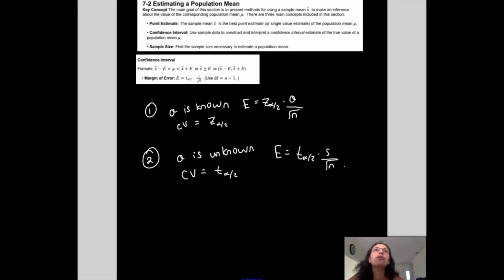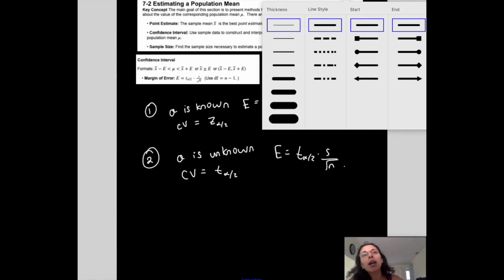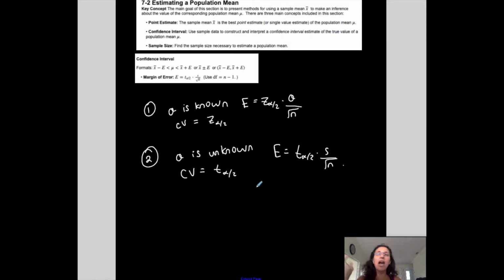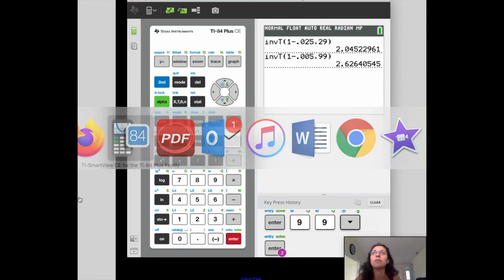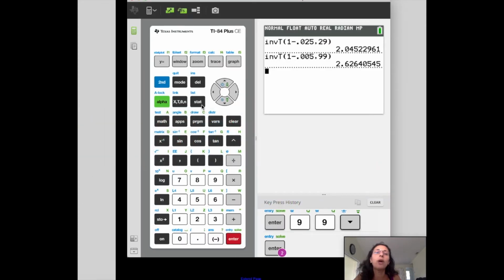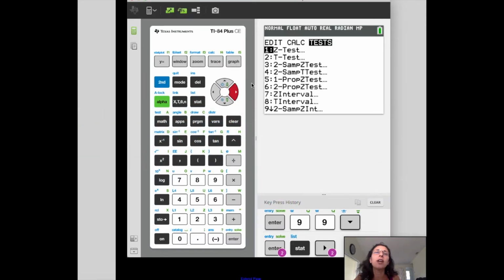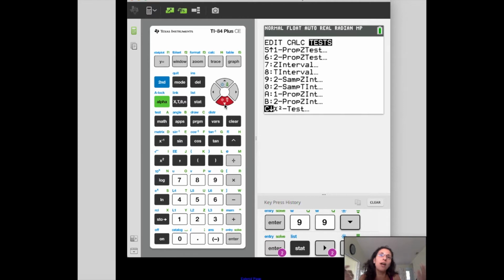So a critical t-score, and you have S, which is a sample standard deviation. Now you are interested in the calculator trick, okay? The calculator trick basically tells you exactly what you want. If you pull up your calculator, where did we find one prop z int? We went to tests, and we scrolled down under all the test stuff. So I want interval stuff.